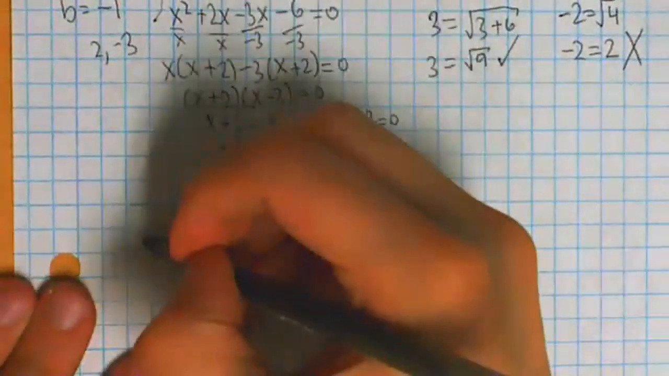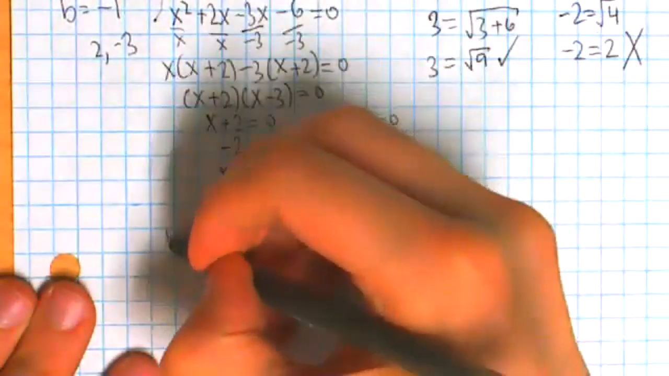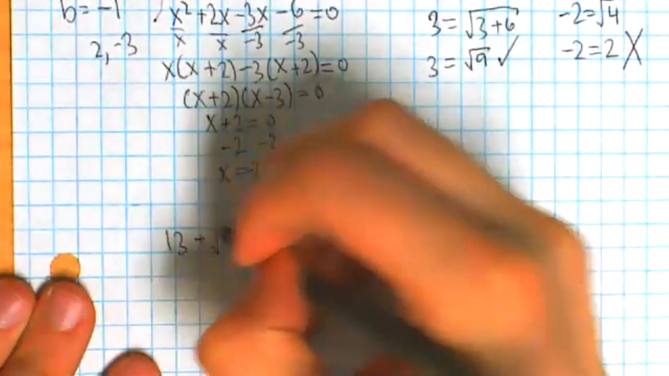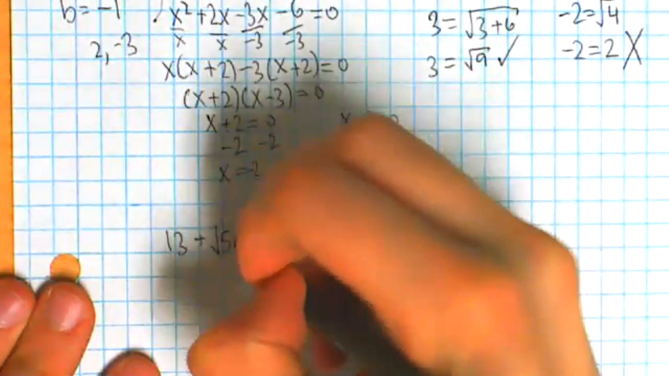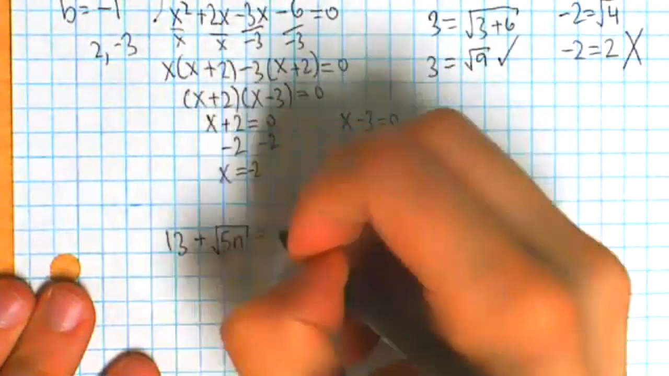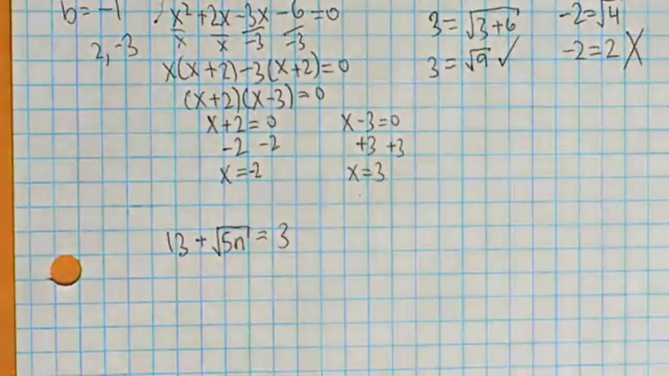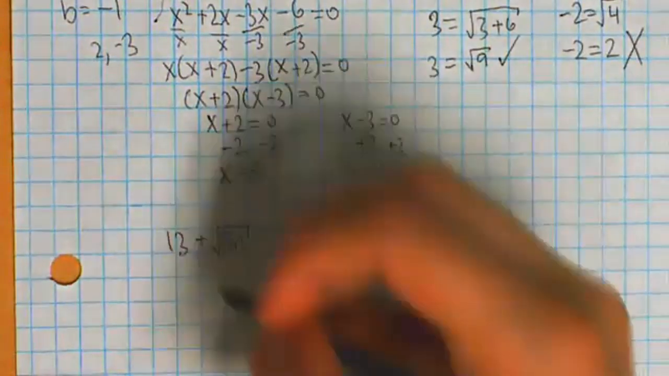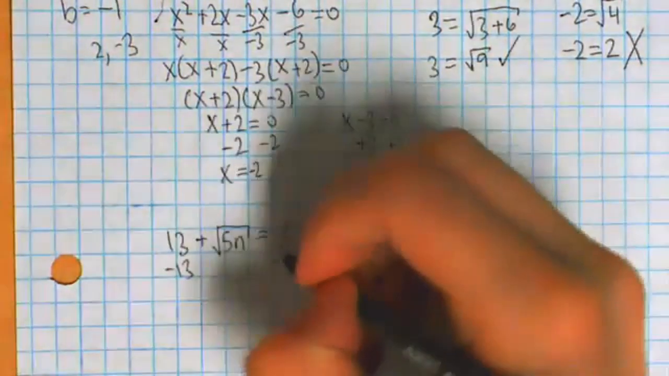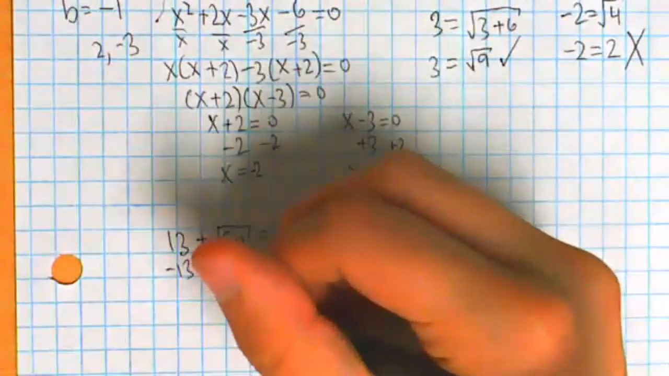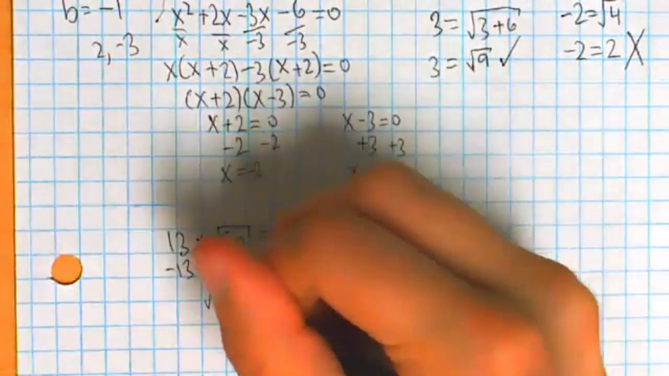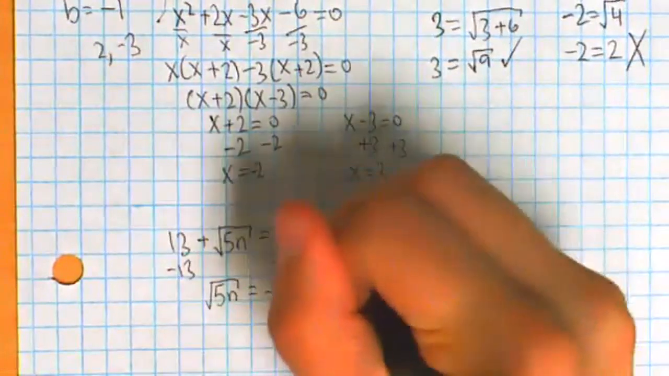So in this next problem, this will be our second example, we have 13 plus the square root of 5n equals 3. And this one, you're probably going to look at it and say, oh, this one's really similar to the ones we did in the last video. So I need to isolate the square root of 5n first. So I'm going to subtract 13 from both sides. All right, that's fine. And that gives us the square root of 5n is equal to -10.